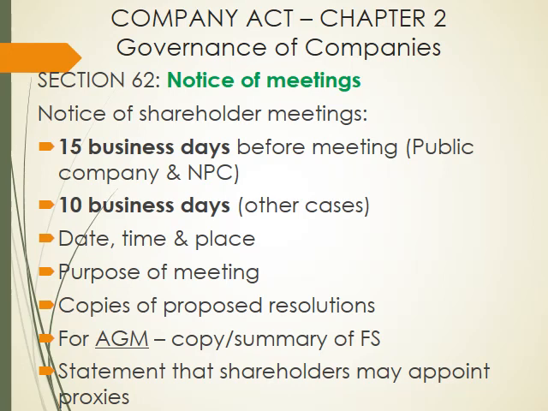together with the notice. If it is an AGM, a specific type of general meeting which happens annually, a copy or a summary of the financial statements needs to accompany that. And then also a statement that allows shareholders to appoint proxies, and then they need to indicate where they have appointed a proxy. A proxy is where somebody can vote on your behalf. So if I am a shareholder and I am unable to attend, I may then issue a proxy to one of the other shareholders who then can vote on my behalf as well.